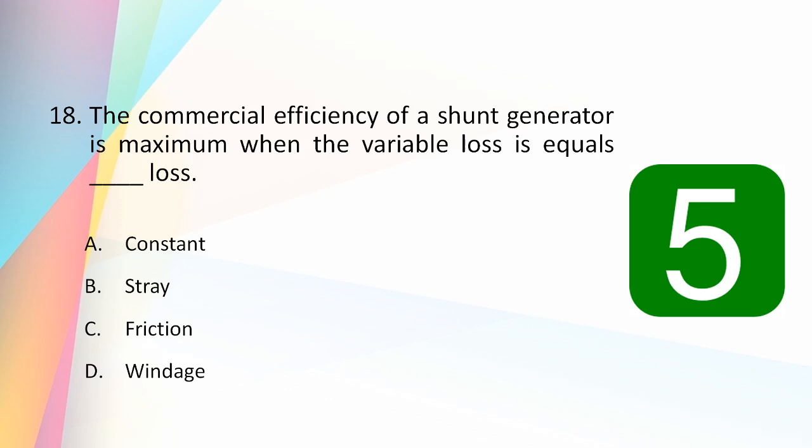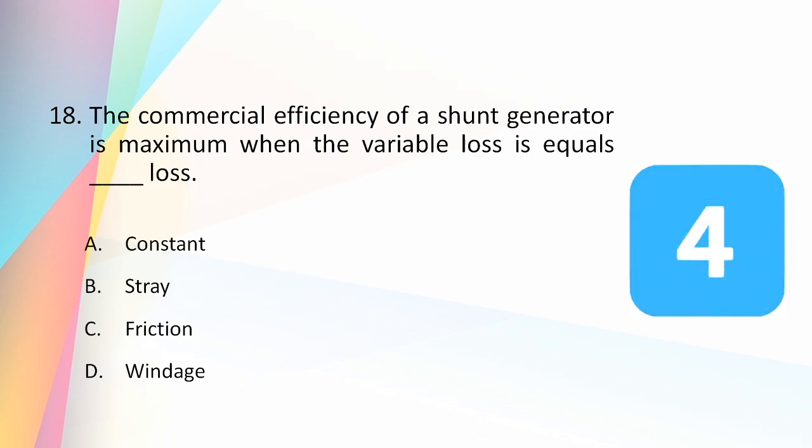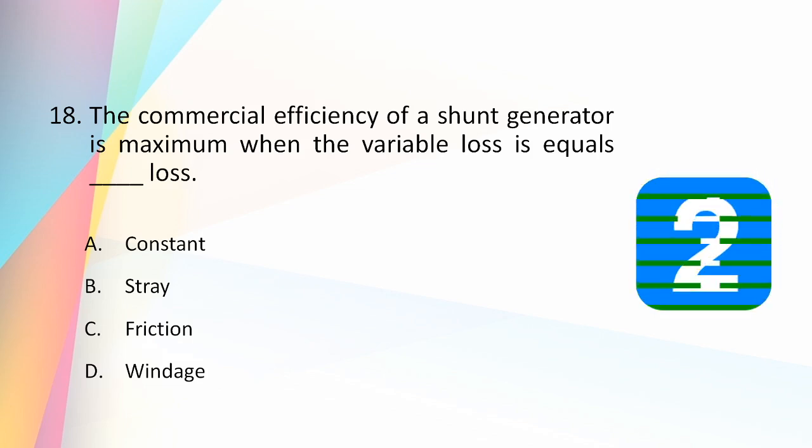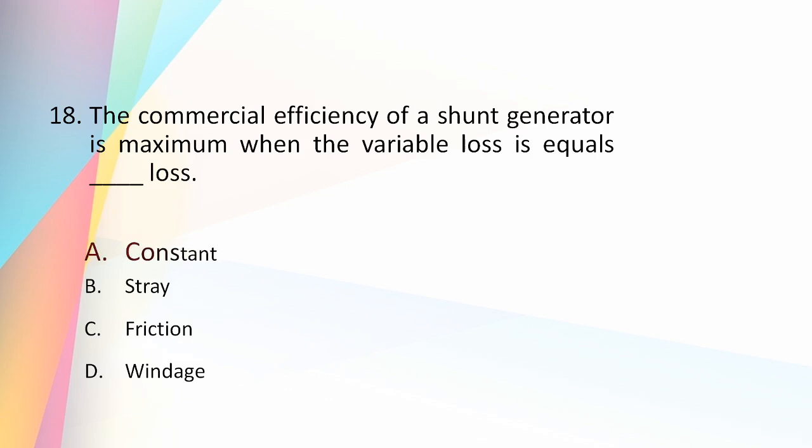The commercial efficiency of a shunt generator is maximum when the variable loss is equal to dash loss: constant, stray, friction, windage. And the answer is constant loss. So the variable loss should be equal to the constant loss for the efficiency to be maximum.